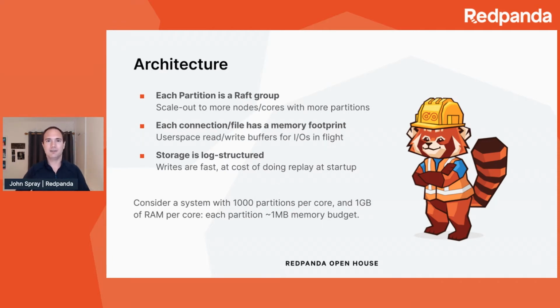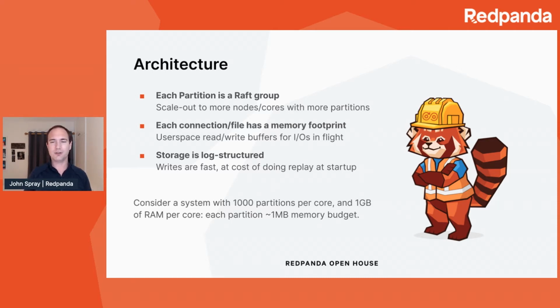Before I go into detail, a little refresher on the architecture of Redpanda. Each partition in Redpanda is a raft group. Raft is the consensus protocol that we use to consistently replicate the data across groups of nodes, usually 3 nodes. Each of those partitions also has some memory and resource footprint associated with the files that it has on disk. And client connections to a Redpanda cluster also come with some resource overhead from their TCP connections. The underlying storage for a partition is log structured, which makes it very fast for writes, but imposes some costs when we need to do replay at startup.